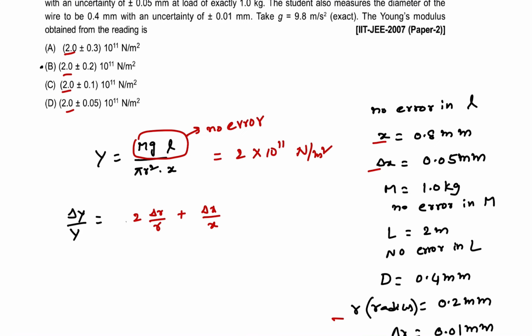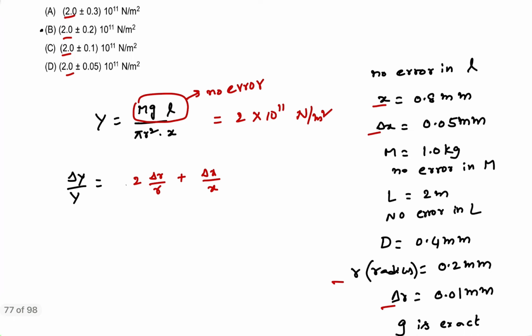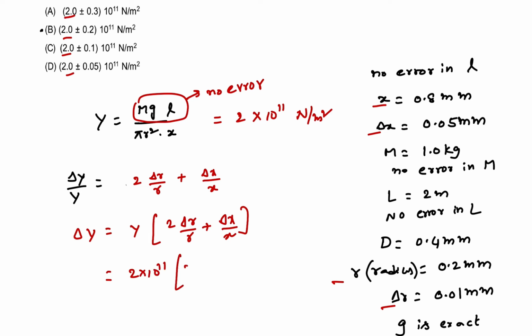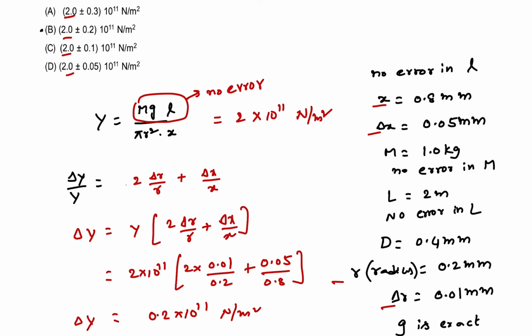Now according to the question, if we substitute all the values, we can write 2 into 10 to the power of 11 Newton per meter square as the y value. No need to calculate that. Now you can calculate the values. Delta y is equal to y into 2 into delta r by r plus delta x divided by x. The y value is 2 into 10 to the power of 11. 2 into delta r value, 0.01, divided by the r value, 0.2, plus delta x value 0.05 divided by 0.8.